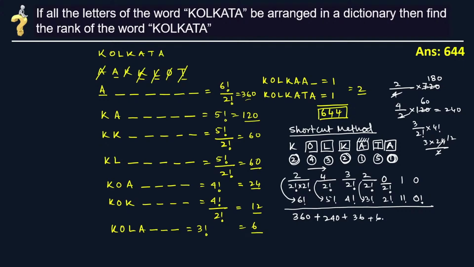So write down. Then this is 0 by factorial 2, which gives us 0 actually. Multiplied with factorial 2 gives us 0. This is 1. And this is again 0. So the total number that we are getting, 360 plus 240, that is 600. Plus 36 plus 6, that is 42, plus 1 is 43. So it is coming to 643.